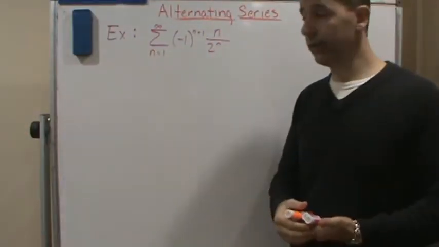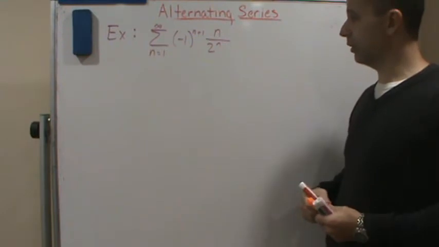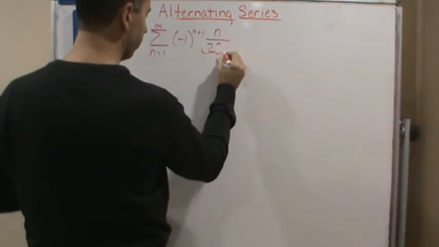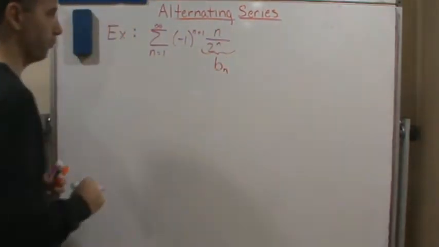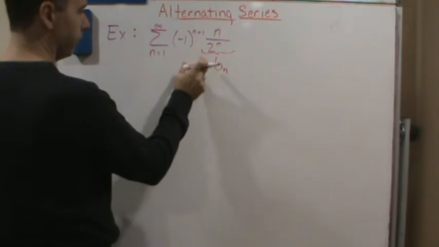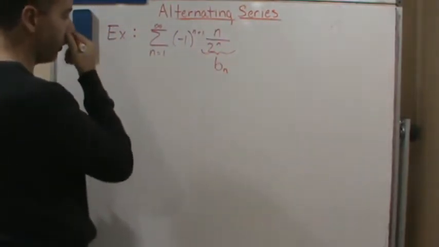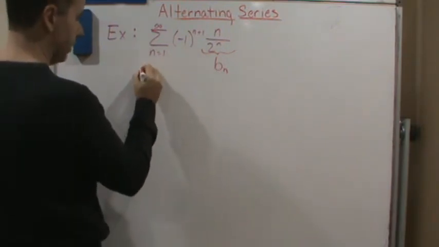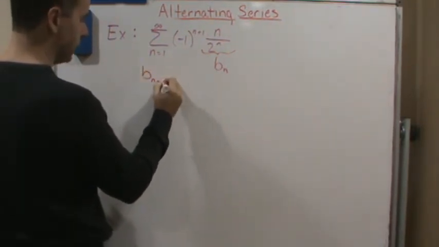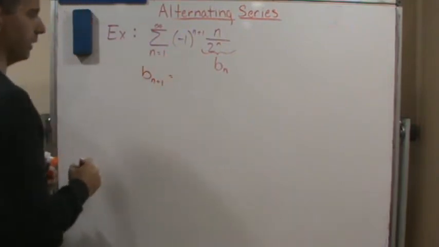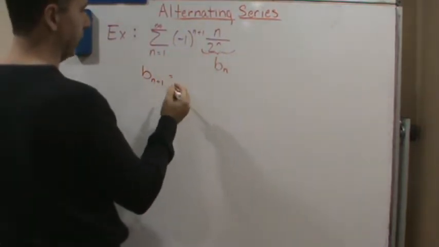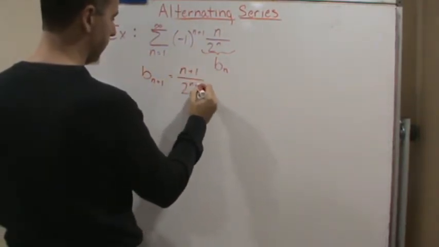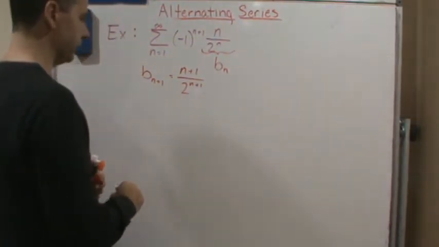Okay, so let's do another example. If we look at this alternating series, we've got this b term here. We're going to focus on the b term, and again we want to see how it's behaving. So if we look at b sub n plus 1, which I'm just doing a little bit differently, b sub n plus 1 equals what? It's going to be n plus 1 over 2 to the n plus 1, right?